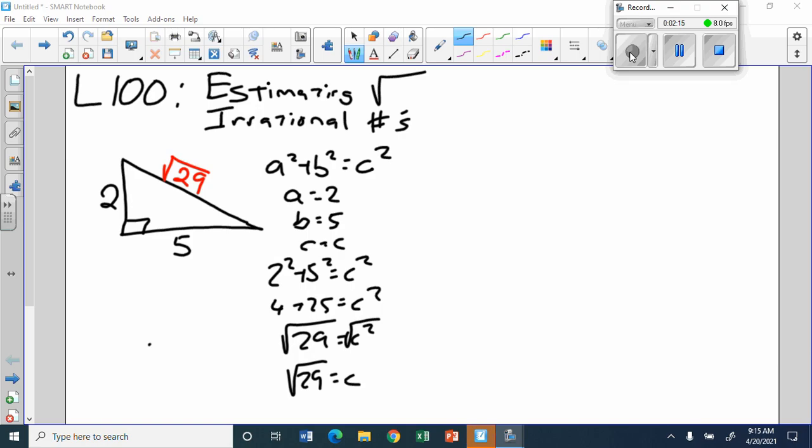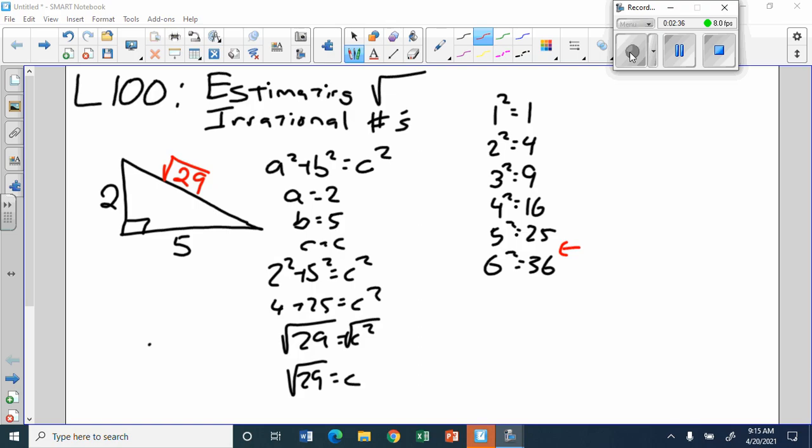So the way we explore what it's about equal to is we think about our perfect squares. 1 squared, 2 squared, 3 squared, 4 squared, 5 squared, 6 squared is 36. So 29 is somewhere between 25 and 36. Agreed? Do you think it's closer to 25 or closer to 36? Okay, so is it closer to 5 or closer to 6? Closer to 5. So now what we can do is something called a cut and try method.